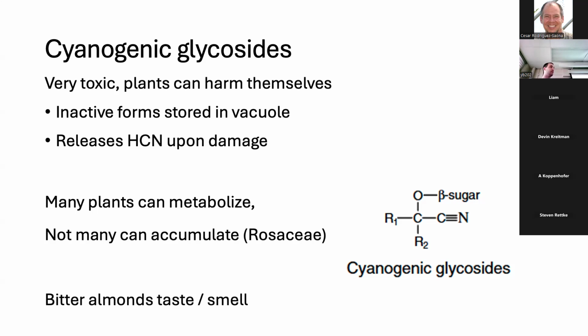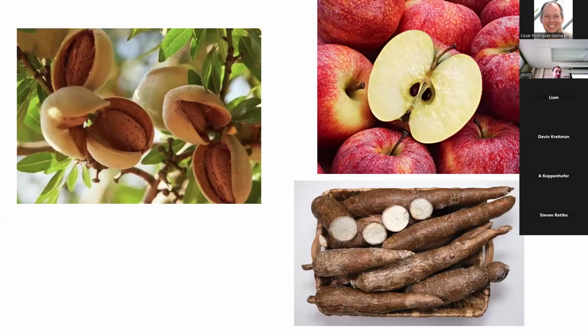And if you've ever heard of that bitter almond smell, that's how these guys often smell and taste. For those of you who are interested in tasting these very toxic compounds, they're found in almonds and in apple seeds, right? We've heard that they have cyanide. That's coming from the cyanogenic glycoside. It's also found in cassava, fun fact.